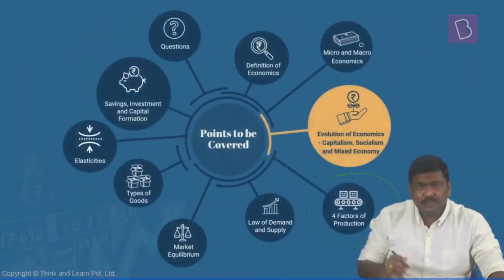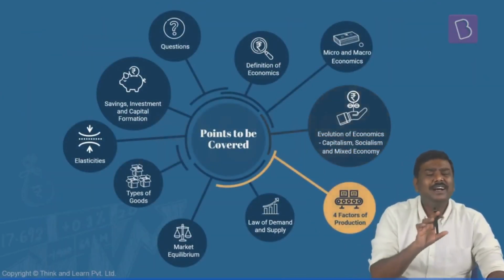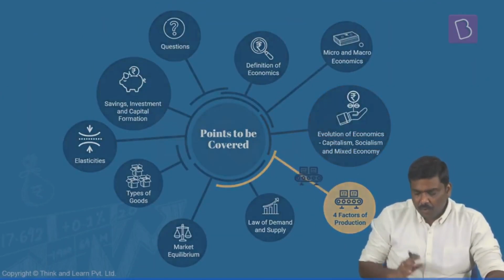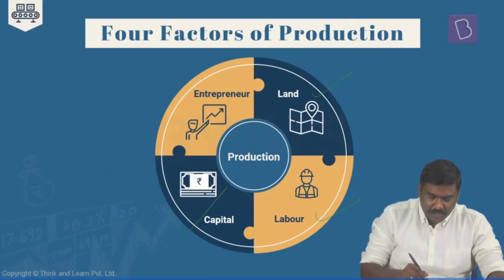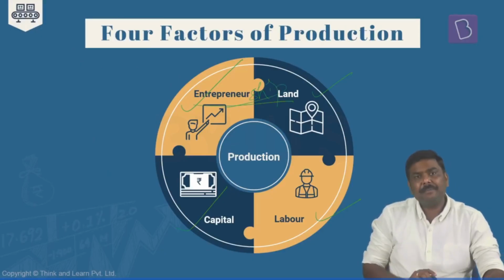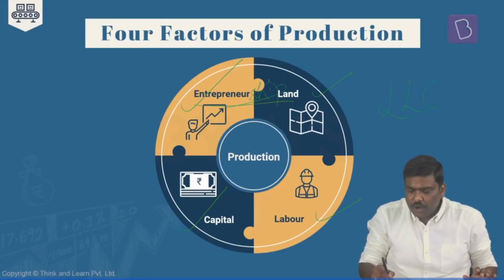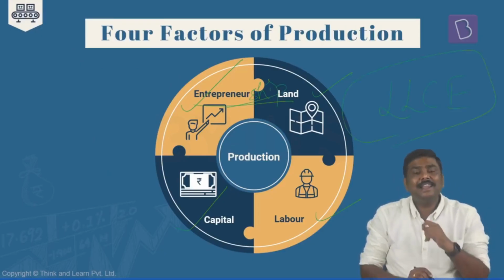Now, next concept, the four factors of production that we have earlier just mentioned. What are these particular four factors of production? The four factors of production are land, labor, capital, and entrepreneurship. Is it okay? Land, labor, capital, and entrepreneurship. In short, you can remember the acronym LLC.